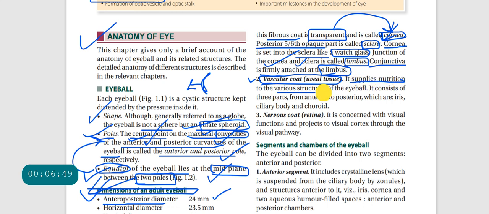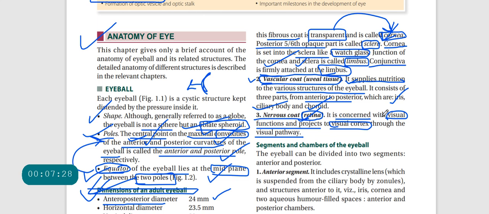And what all are these? These are, from the anterior to posterior, iris, ciliary body, and choroid. Now the last but not the least, the nervous coat, also called the retina. It is concerned with the visual function and projects to the visual cortex through the visual pathway. So ultimately, what is the retina going to provide you? It is vision. Okay, very simple.